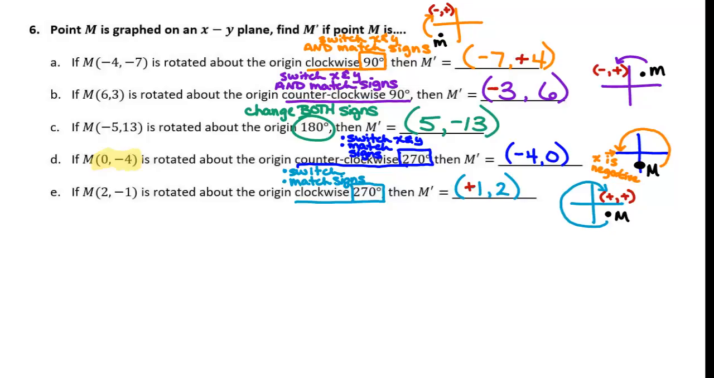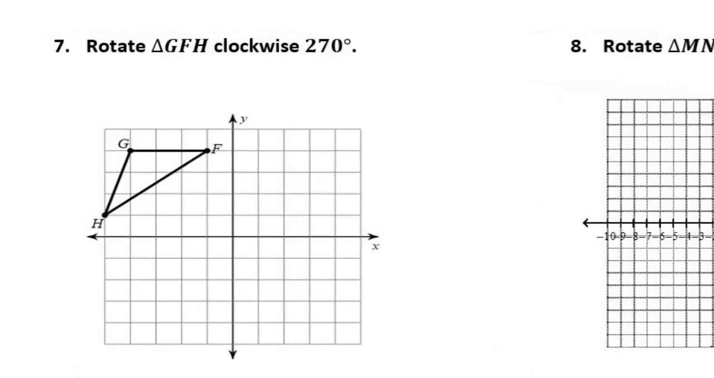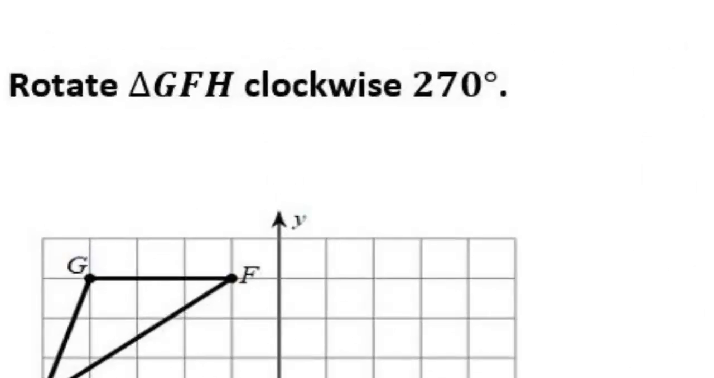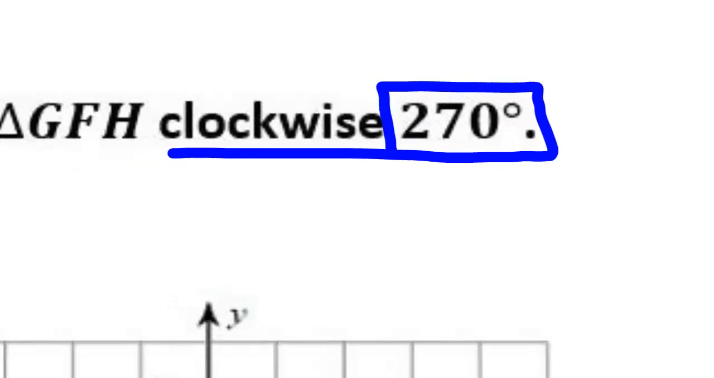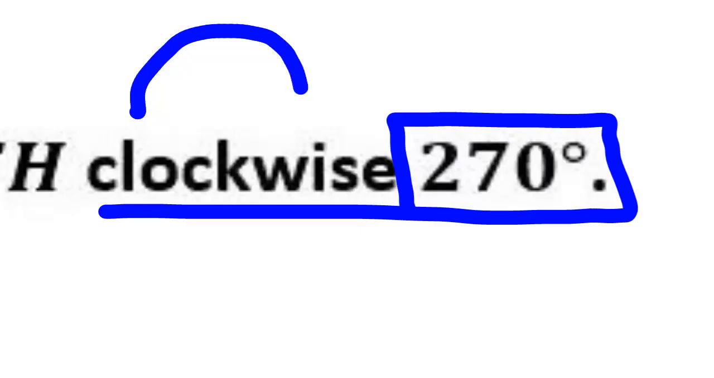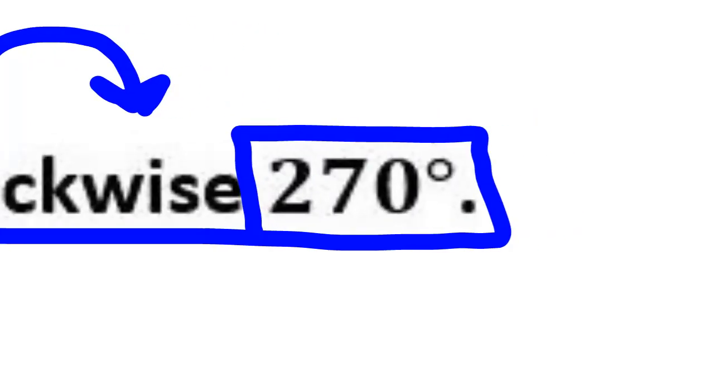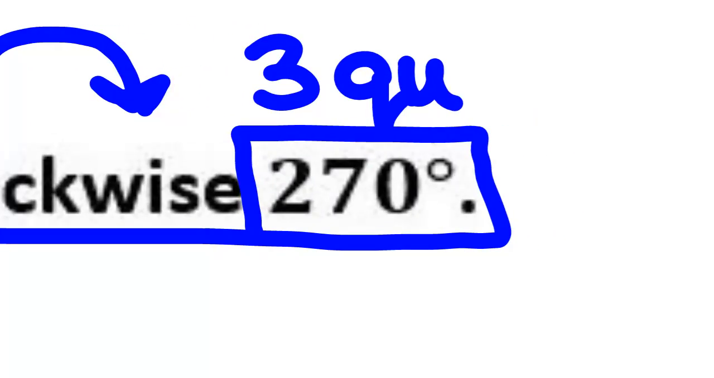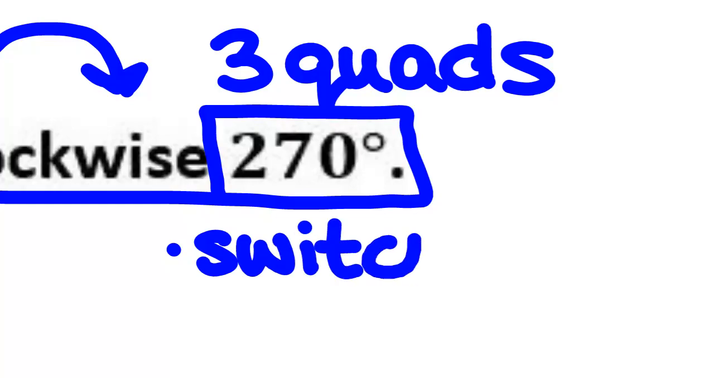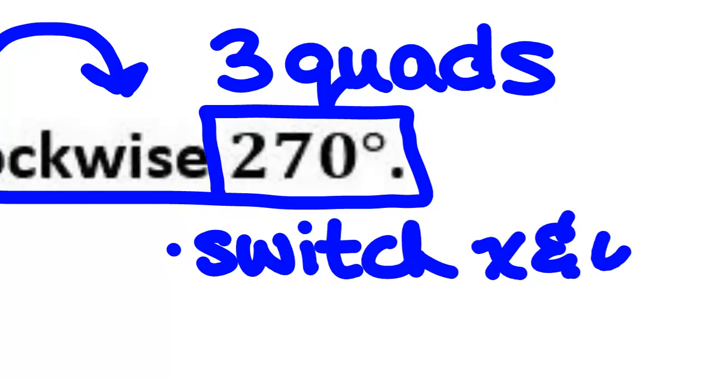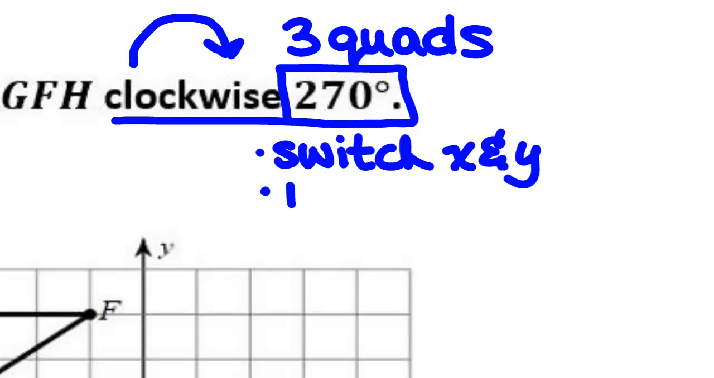Let's look at number 7. We're going to rotate this triangle, GFH, clockwise 270 degrees. So clockwise is this direction. We're going to go 3 quadrants. We will switch x and y, and then we will match our signs to the quadrant that we land in.